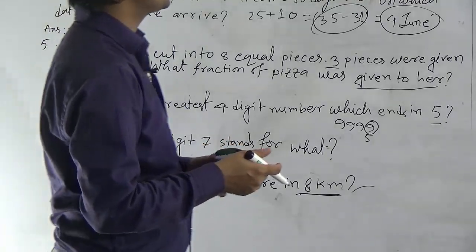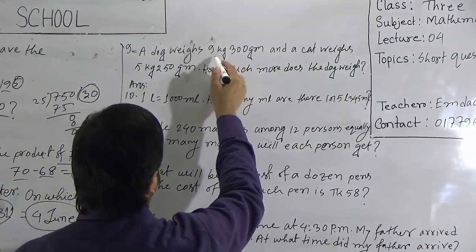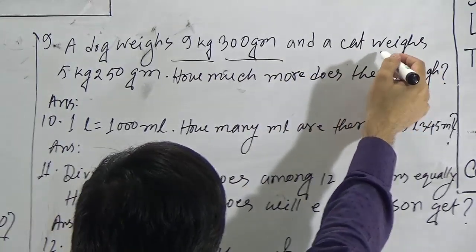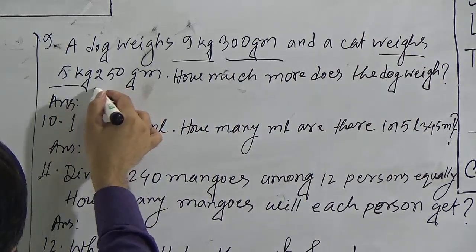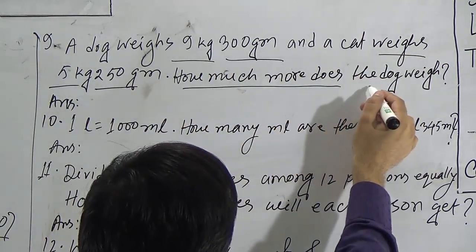Now go to the next question. Question 9. A dog weighs 9 kg 300 gram, and a cat weighs 5 kg 250 gram. How much more does the dog weigh?